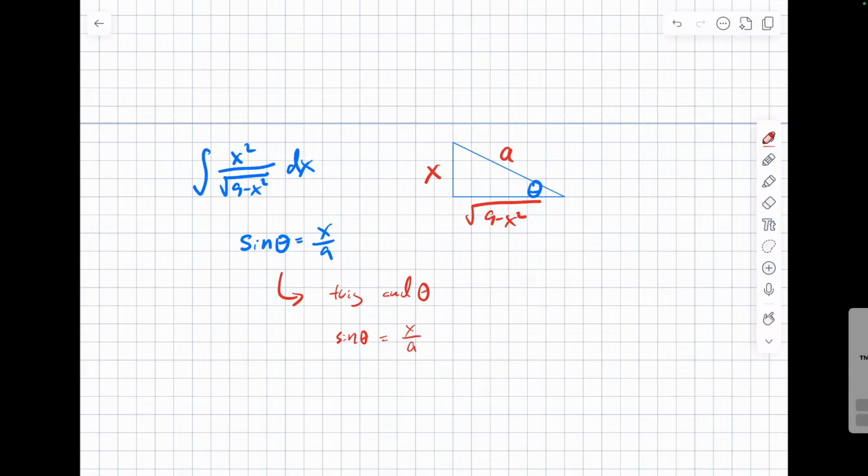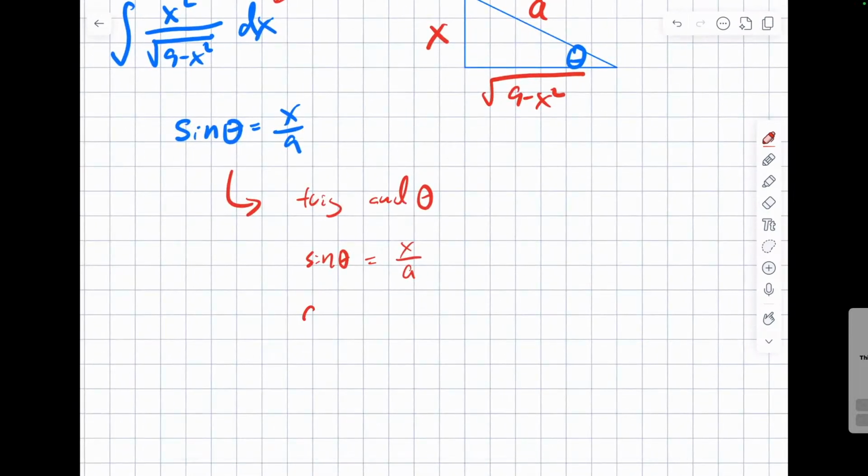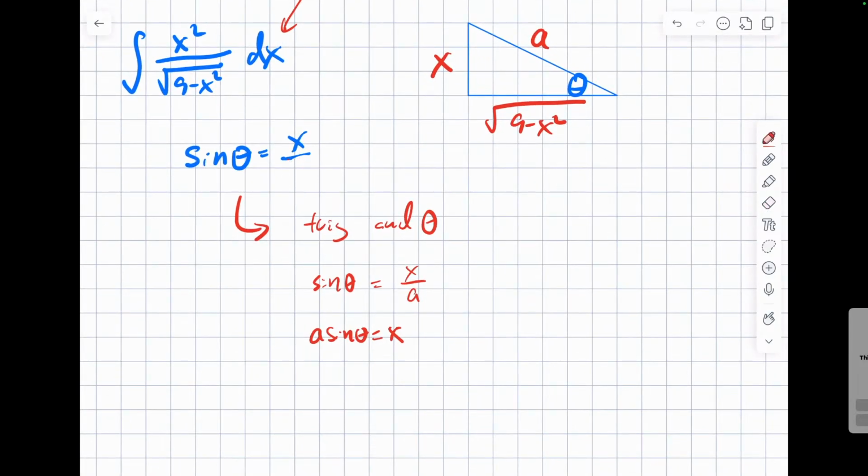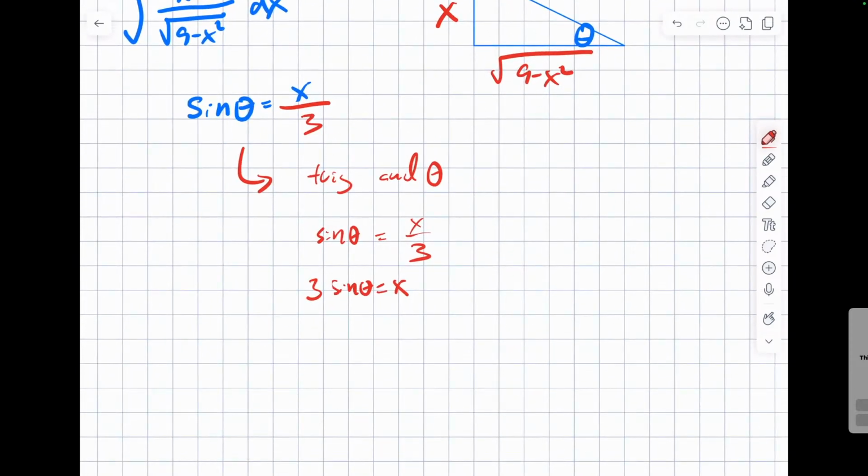Can I solve for x? Because we have a dx, right? We want to change to d theta. So we're going to do that first. So can I say a sine theta is equal to x and take a differential on both sides? What will be the differential of a sine theta? In this case a is 3, sorry. This one is 3. And this side is 3. So what will be this side if I take a differential?